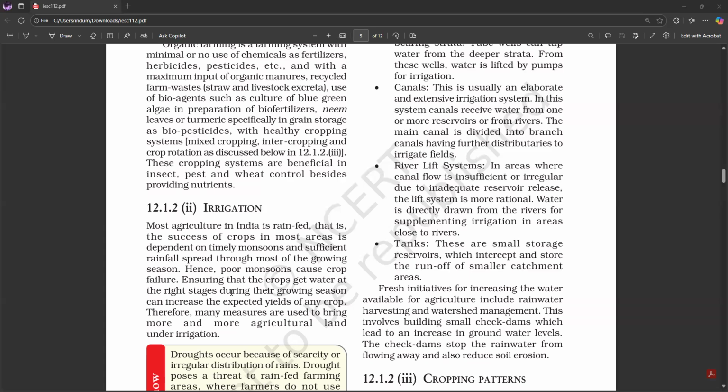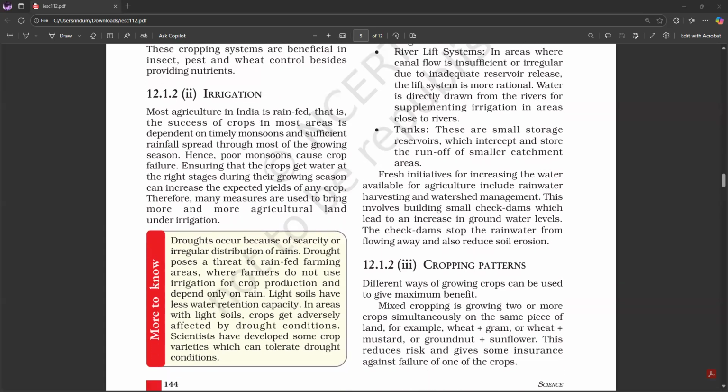12.1.2 Irrigation. Most agriculture in India is rain-fed. That is, the success of crops in most areas is dependent on timely monsoons and sufficient rainfall spread through most of the growing season. Hence, poor monsoons cause crop failure. Ensuring that the crops get water at the right stages during their growing season can increase the expected yields of any crop. Therefore, many measures are used to bring more and more agricultural land under irrigation.